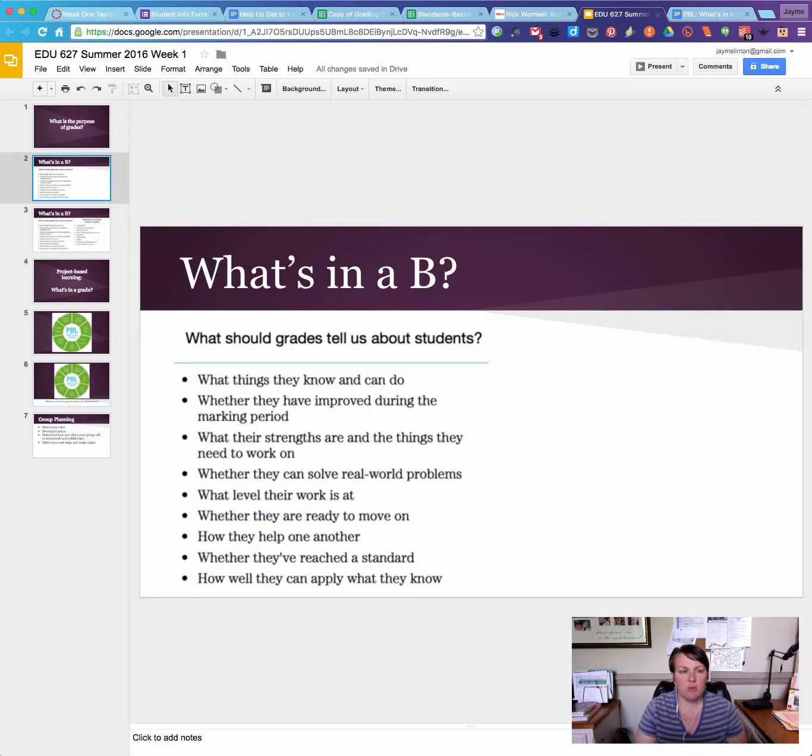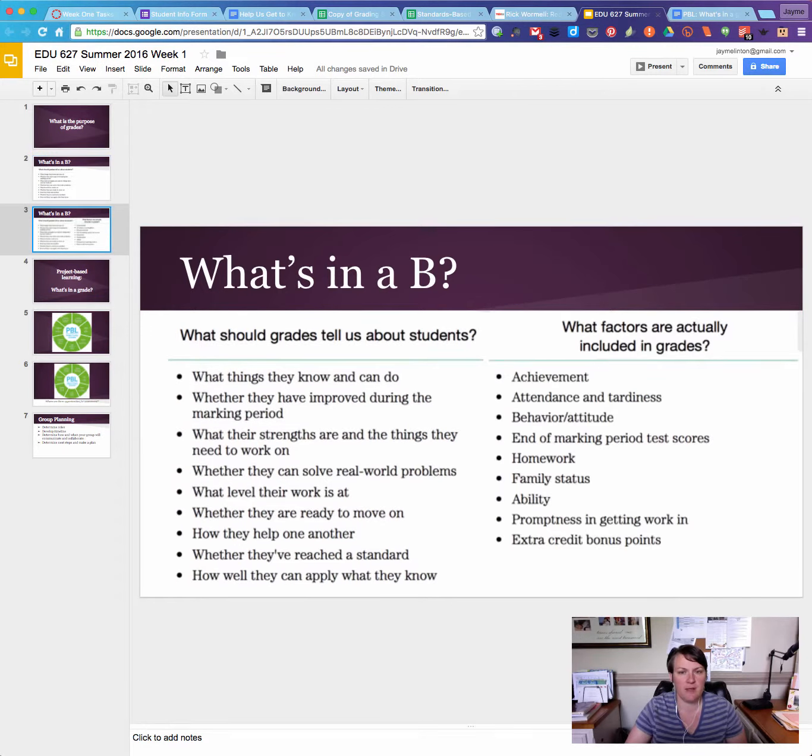I would bet that most of you would agree with the things on this list, that yes, when I look at grades, when I look at a report card, or when I look at an assignment that's been graded, it should tell me those things. But I want to challenge your thinking and push you in this way for just a moment. Because this same group of teachers was asked this other question. What do you actually include when you're calculating student grades? So this same group of teachers that gave the list on the left was asked to tell these folks what factors they include when calculating grades. And these are the things they said.